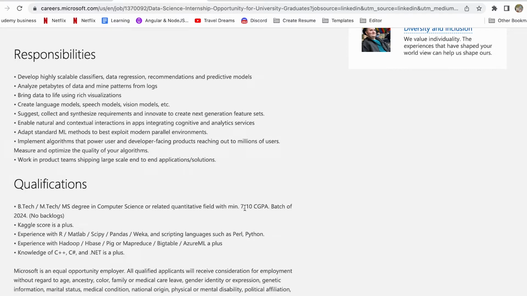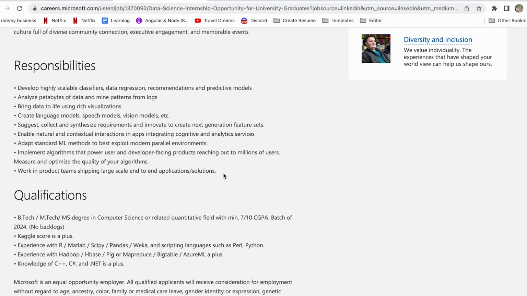7 out of 10 CGPA, batch of 2024, no backlogs. A Kaggle score is a plus. Experience with R, MATLAB, SciPy, Pandas, Vega and scripting languages such as Perl and Python, and experience with Hadoop, HBase, Pig, or MapReduce, Bigtable, Azure ML is a plus point, and knowledge of C++, C#, .NET is a plus.